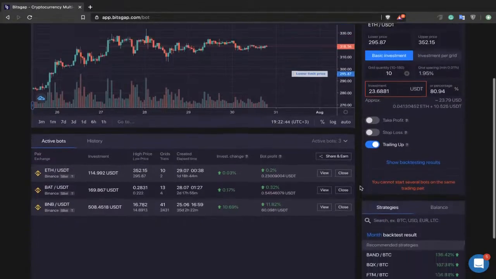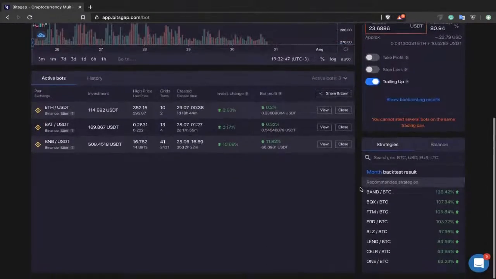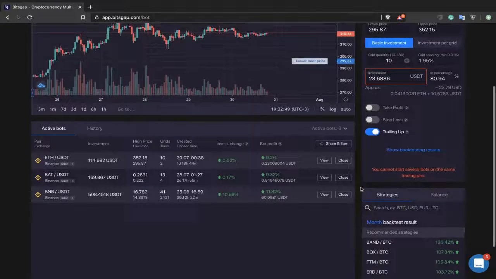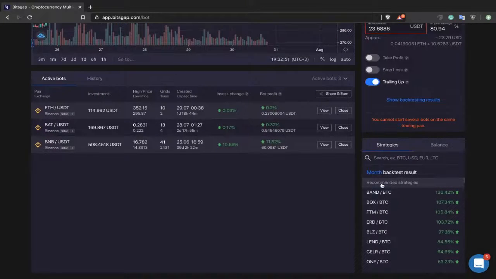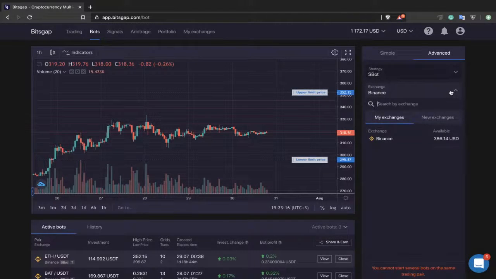configure your first bot. So first of all, you can scroll down, and on the right side you can find recommended strategies. These are recommended strategies based on the backtest results. These are top performers based on the bot profit return for the last month. So it turns out that Band was the top performer on Binance Exchange.